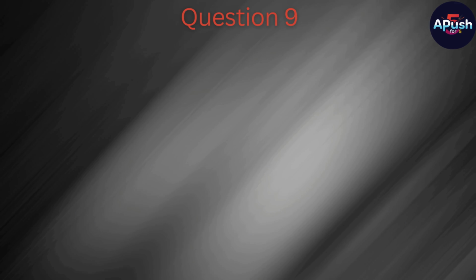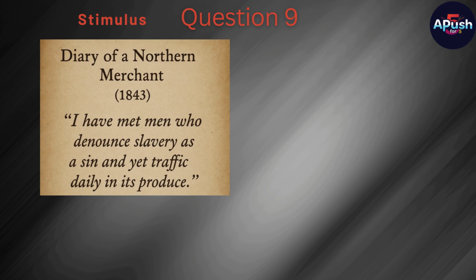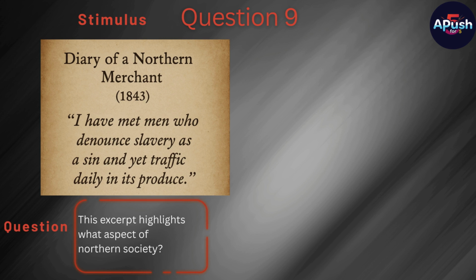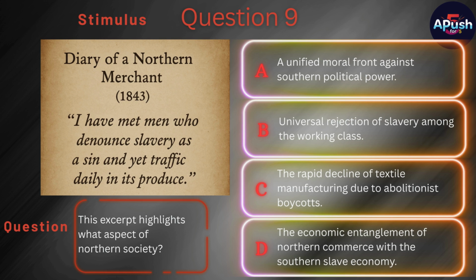Question 9. Stimulus. Diary of a Northern Merchant, 1843. I have met men who denounce slavery as a sin and yet traffic daily in its produce. Question. This excerpt highlights what aspect of Northern society? A. A unified moral front against Southern political power. B. Universal rejection of slavery among the working class. C. The rapid decline of textile manufacturing due to abolitionist boycotts. D. The economic entanglement of Northern commerce with the Southern slave economy.